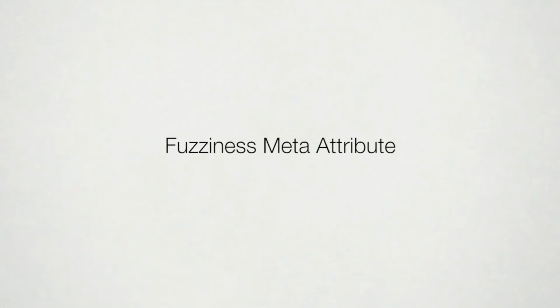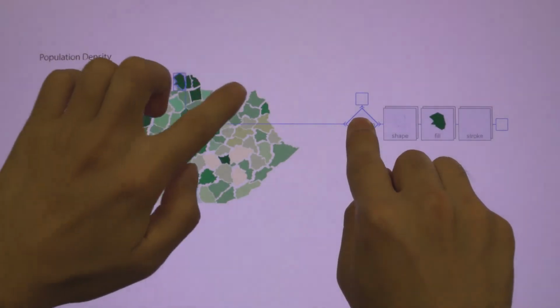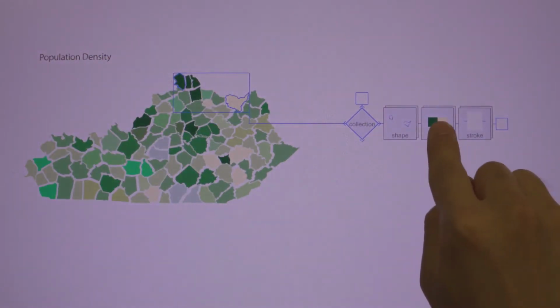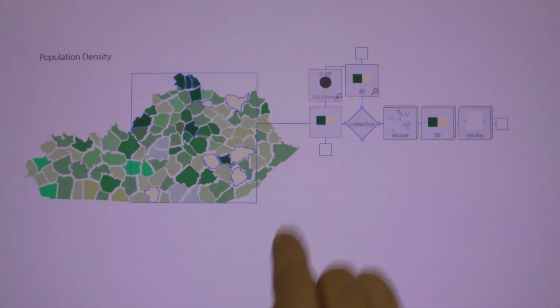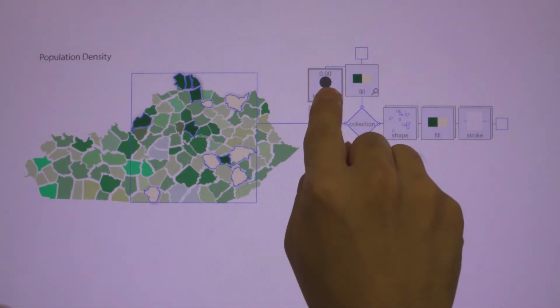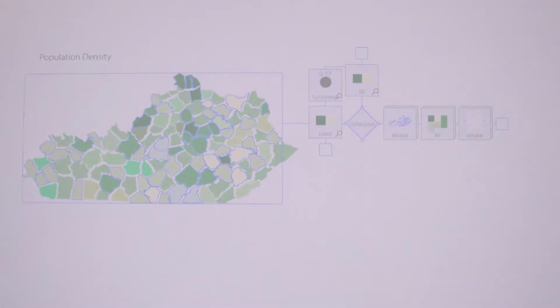In this heat map example, the user may wish to separate the extreme colors from the drawing. She can first select all the objects by using the darkest and lightest colors as filters. When the attribute object is inserted into the collection object, a fuzziness meta attribute is automatically added to it, and can be edited to select objects with similar but not identical attributes.